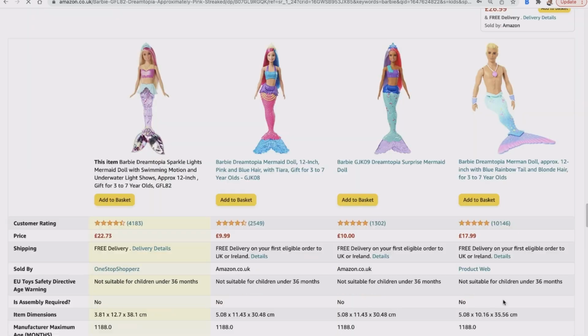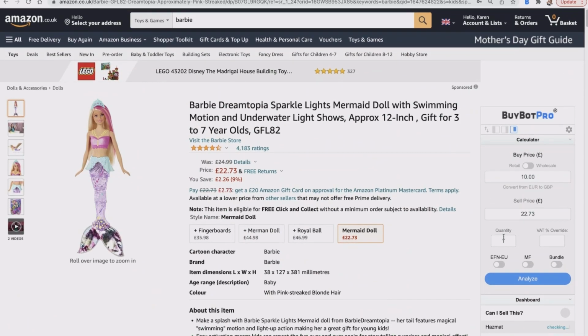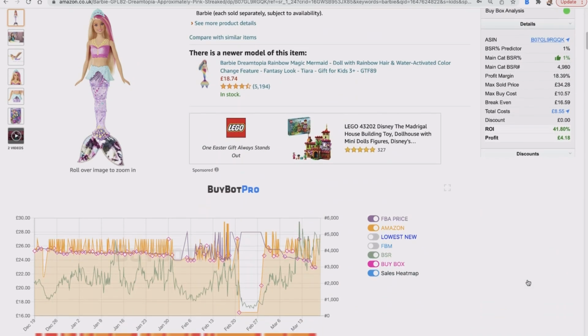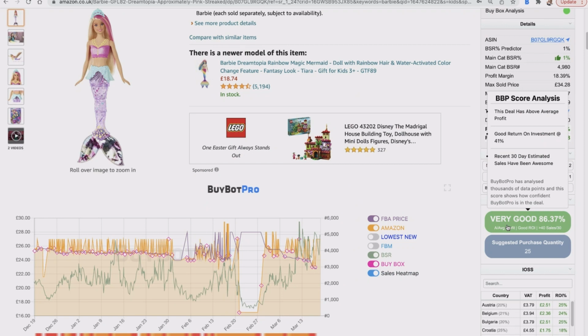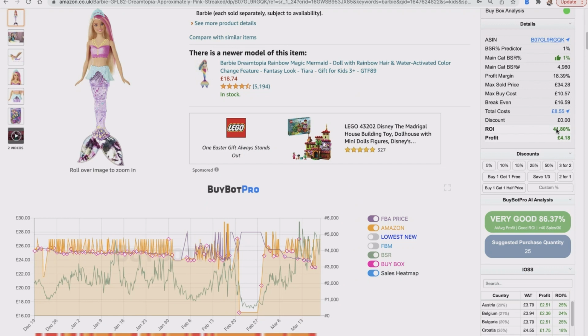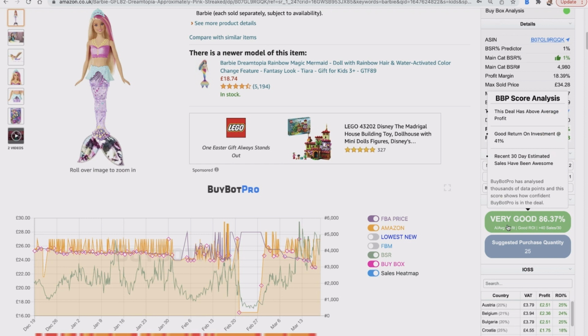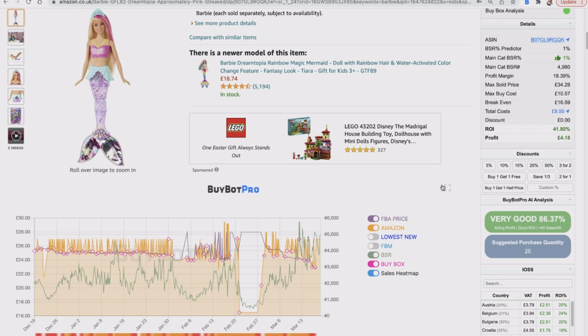You can come back to the front page. And BuyBotPro will automatically put in the buy price that you used last time. So we click analyze again. And we can go down and see what BuyBotPro has done with it this time. So now you can see that it's just very good. And it's no longer got that little exclamation mark telling you that it's outside your deal criteria, because we put a minimum of £2 profit and it achieves that, and a minimum of 35% ROI, and obviously it's 41. So that little exclamation mark has gone, and BuyBotPro is telling you that it thinks it's a good deal.